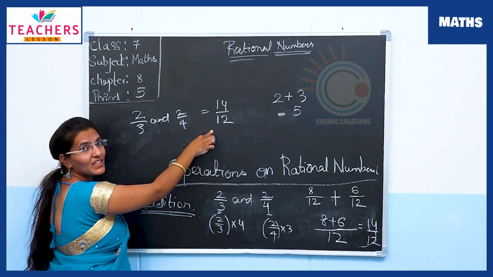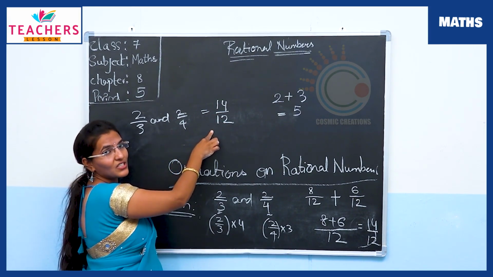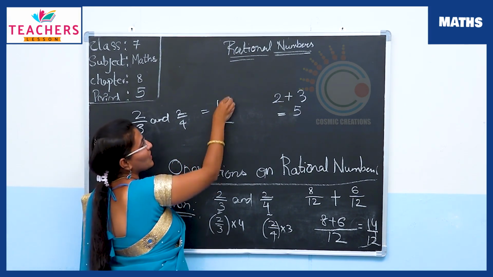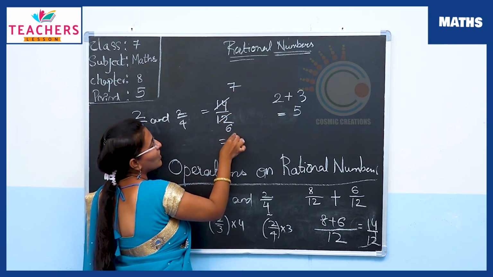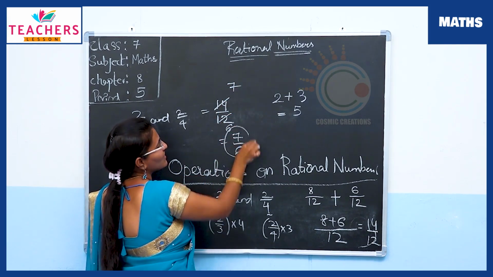Further, can you simplify this, students? Yes, we can reduce it to the simplest form. 2 sevens are 14, 2 sixes are 12. So what is the answer we got? 7 by 6.